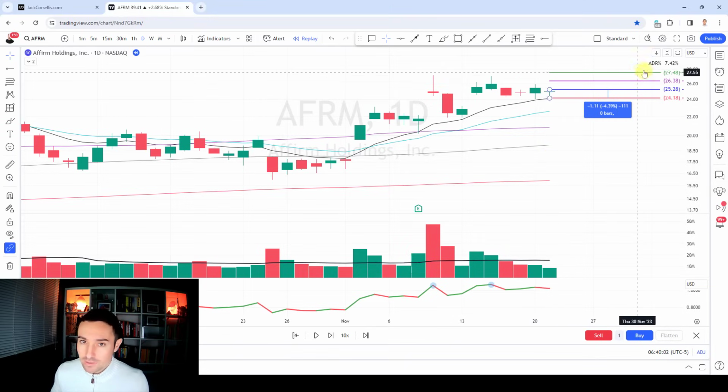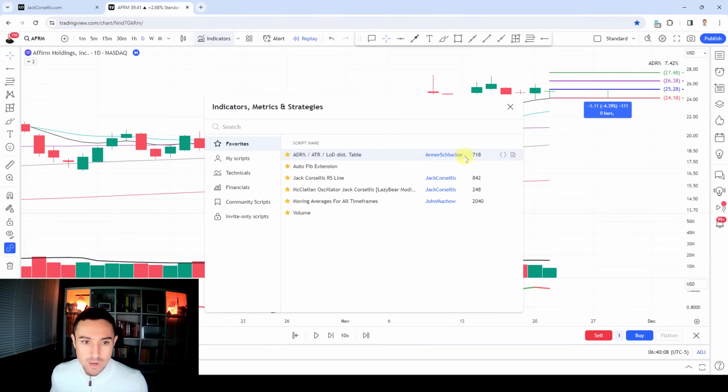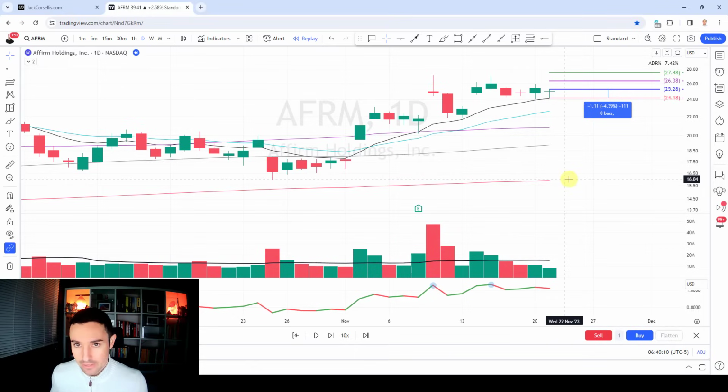But what I like to do is look at the ADR, the 20-day ADR percentage. How do I get that ADR? I use this one here by Armour Schluckler. That's the one that I use there. So what I like to do is try and get the initial stop loss half to 2/3 versus the 20-day ADR percentage. It's a nice metric.